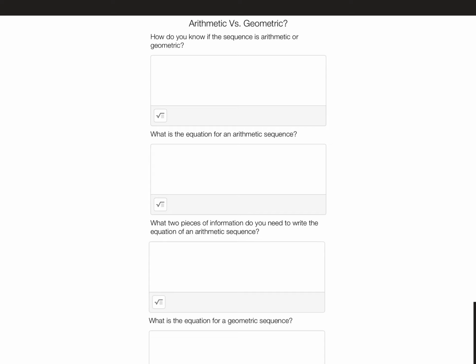All right, so let's kind of wrap some things up here. So how can we tell if a sequence is arithmetic or geometric? Arithmetic is going to be when you're adding the same thing or subtracting the same thing over and over again. Geometric will be when you're multiplying or dividing by the same number over and over again.